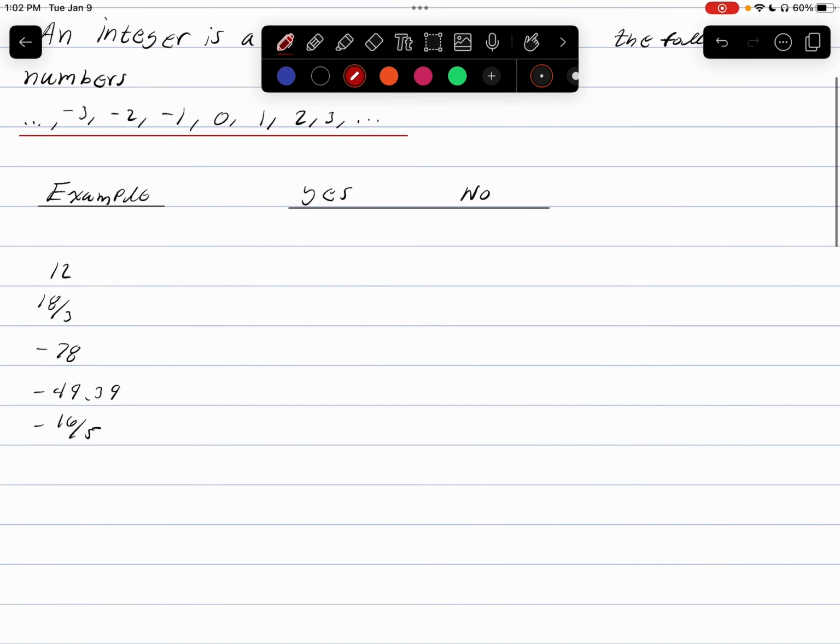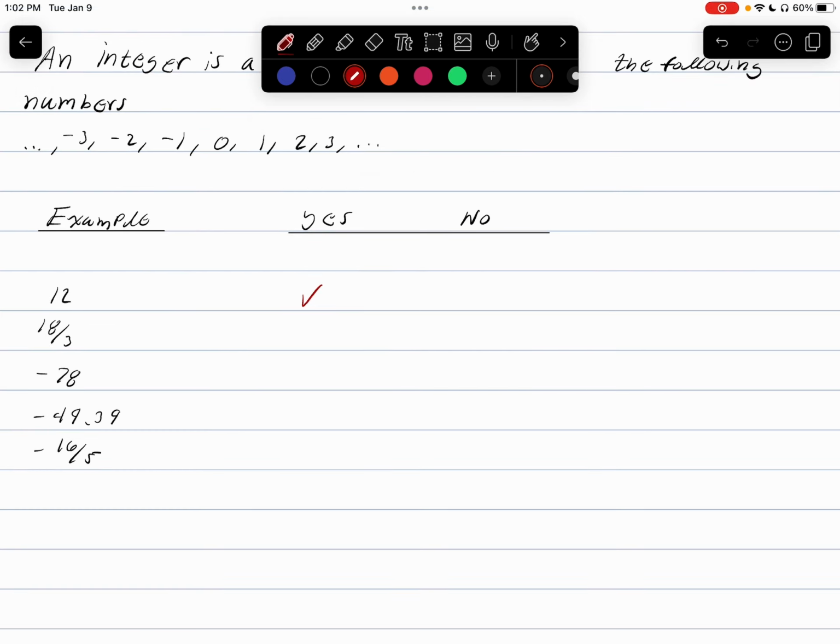All right. So I want to go through a few examples and see whether or not these numbers are indeed integers. We'll check yes if it's an integer, and we'll check no if it's not an integer. The first one here is the number 12. Now 12 is a counting number, so automatically it would be an integer, right? We could count up to it: 0, 1, 2, 3, 4, 5, 6, 7, 8, 9, 10, 11, 12. So it's on this list of numbers we have listed up here immediately and obviously.